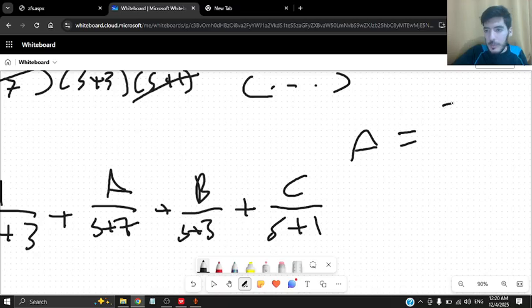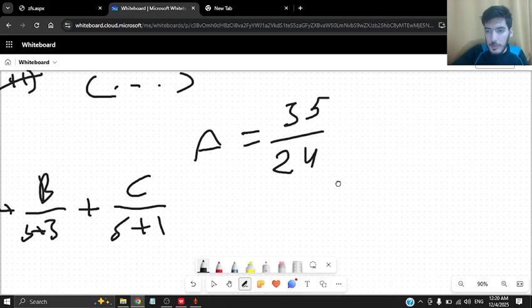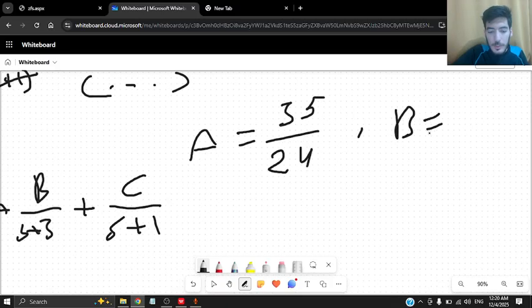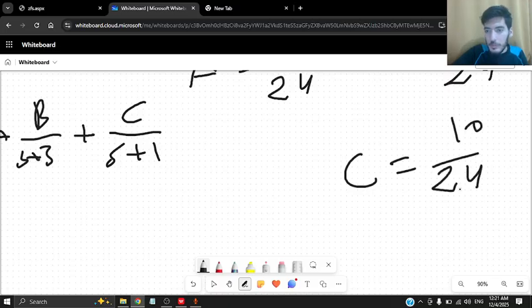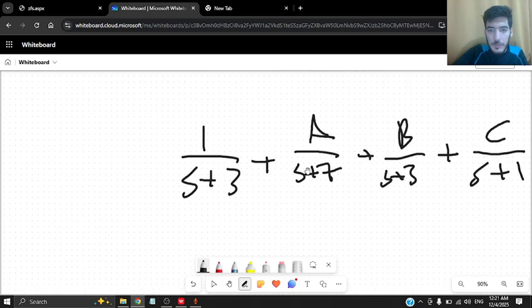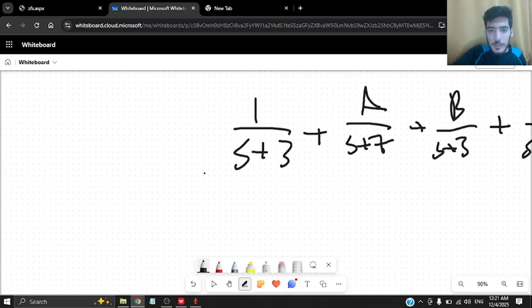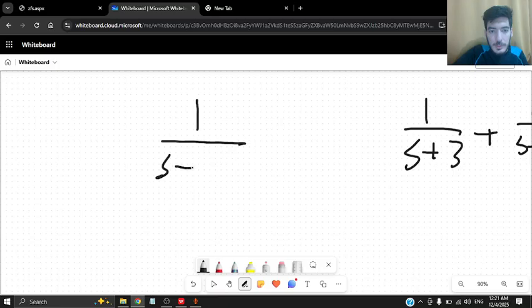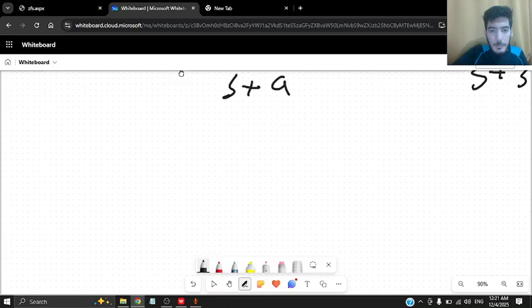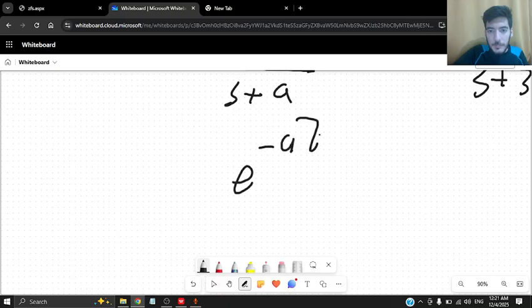Now for a it will be 35 divided by 24, and for b it will be equal to minus 45 divided by 24, and for c it will be equal to 10 divided by 24. So if I evaluate it now, for any 1 over s plus a, in the time domain it will be e to the power minus at.